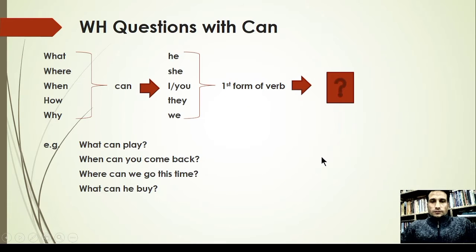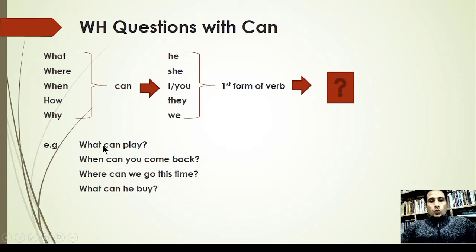Now we can also use can with WH questions. Now what are WH questions? WH questions are those questions which begin with WH words or question words like what, where, when, how or why, etc. Here we have to bring the WH word first, and then it is followed by can, then the subject, then the first form of the verb, and a question mark at the end of the sentence.